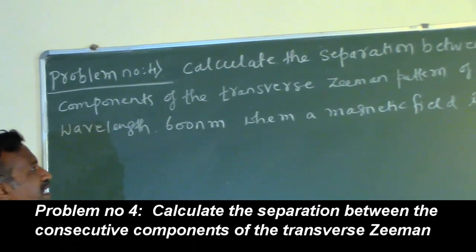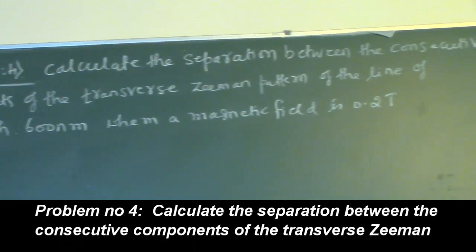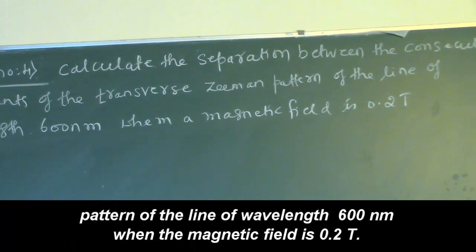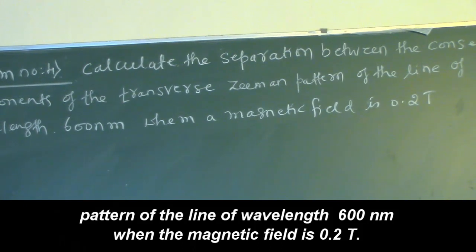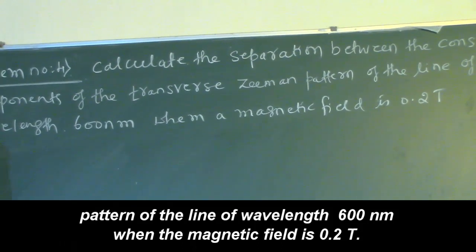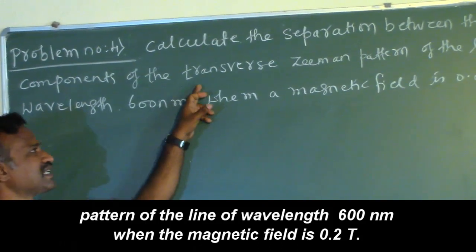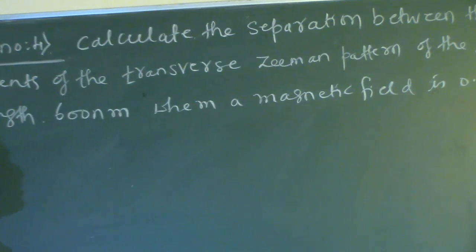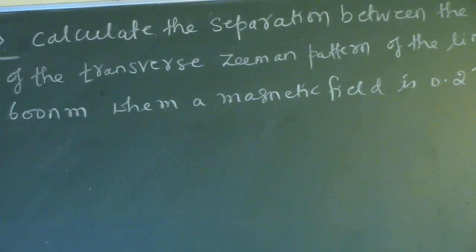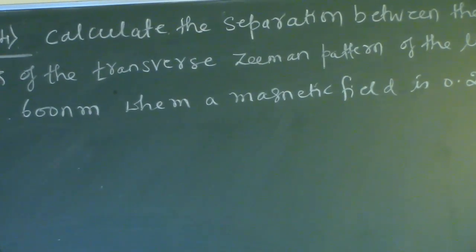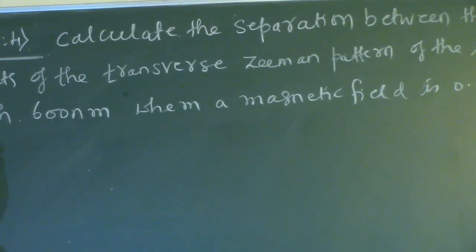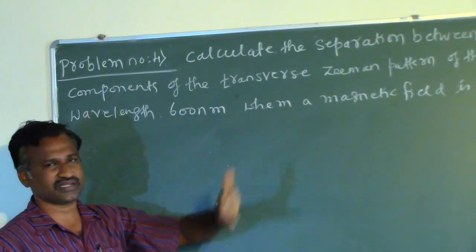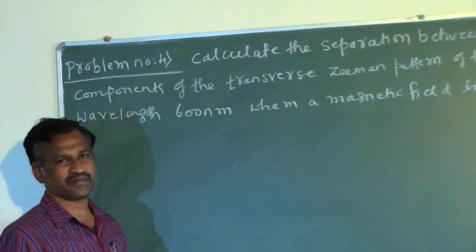In this we have to calculate the separation between the two consecutive components of the transverse Zeeman pattern of the line of wavelength 600 nanometer when a magnetic field of 0.2 Tesla is applied. First let us understand what we mean by the transverse Zeeman effect. Whenever the Zeeman effect is observed in a direction perpendicular to the direction of the incident light, we call it the transverse Zeeman effect, also known as the transverse Zeeman pattern.